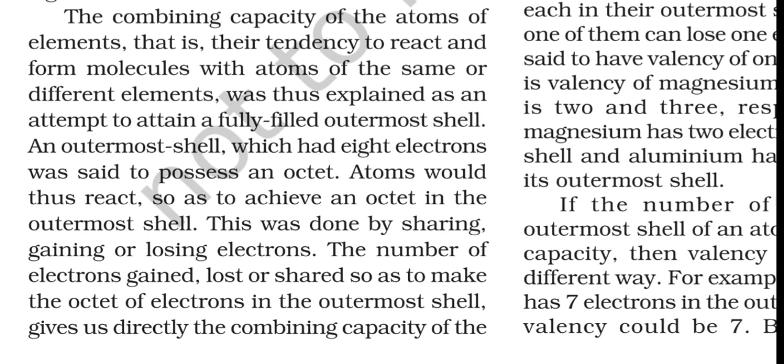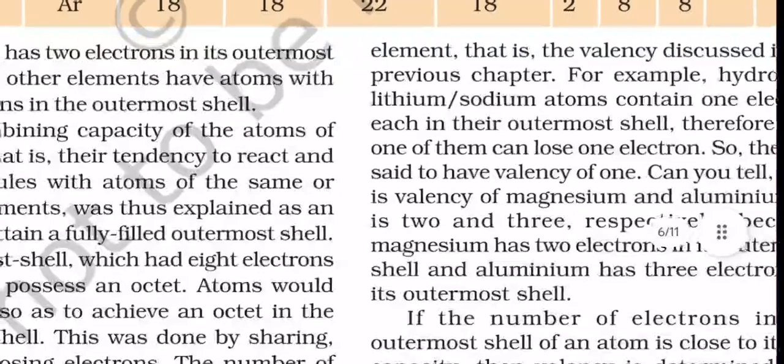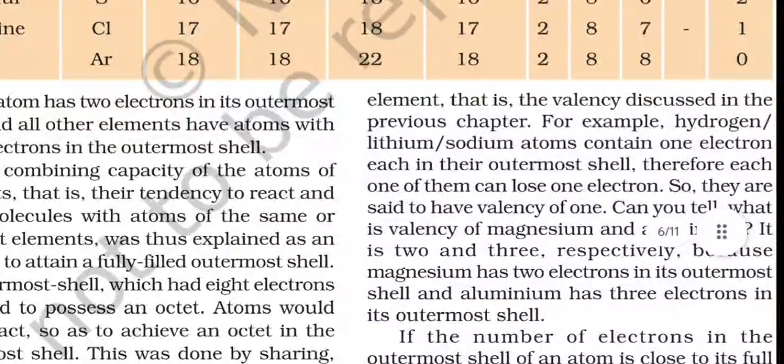So the number of electrons gained, lost and shared so as to make the octet of electrons in the outermost shell gives us directly the combining capacity of the element. That is the valency discussed in the previous chapter. In the last chapter we discussed the valency.